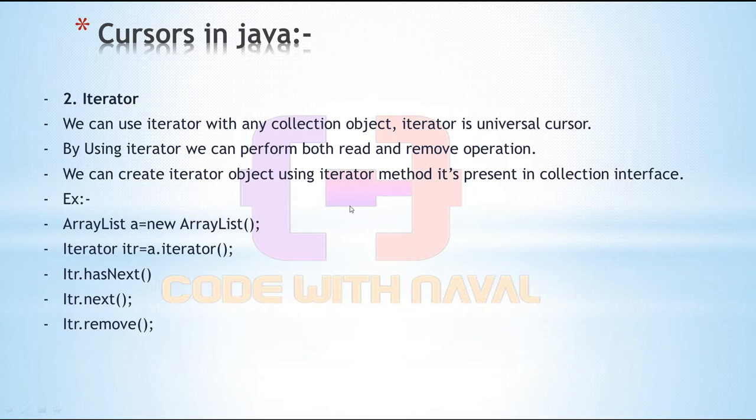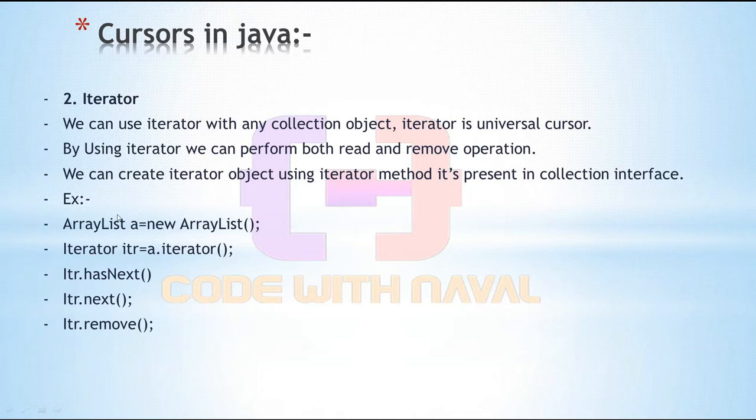Enumeration is only used with the legacy classes, but an iterator we can use with any collection class. Iterator is a universal cursor. We can use it with any collection class. By using an iterator, we can perform both read and remove operations. We can create an iterator object using the iterator method. It's present in the Collection interface.